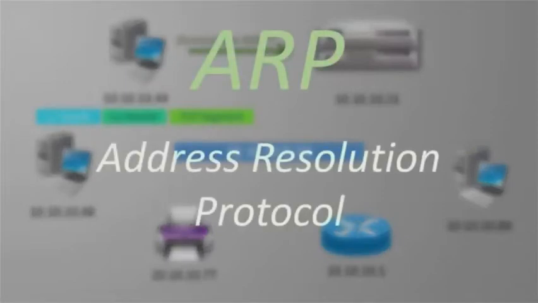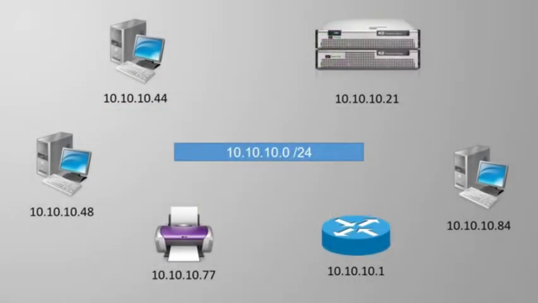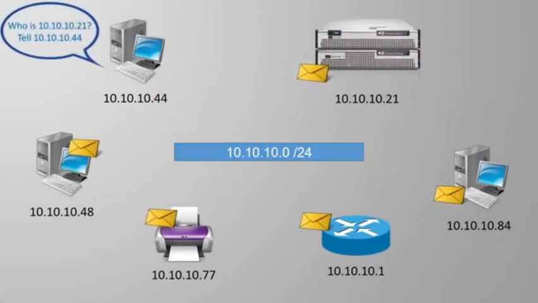And this is where Address Resolution Protocol comes in. The whole point of ARP is to find the MAC address that belongs with an IP address. ARP works by sending a layer 2 broadcast message to the entire LAN. This message is called an ARP request. The request contains the statement, "Who is 10.10.10.21? Tell 10.10.10.44." All the devices on the LAN will get this message.